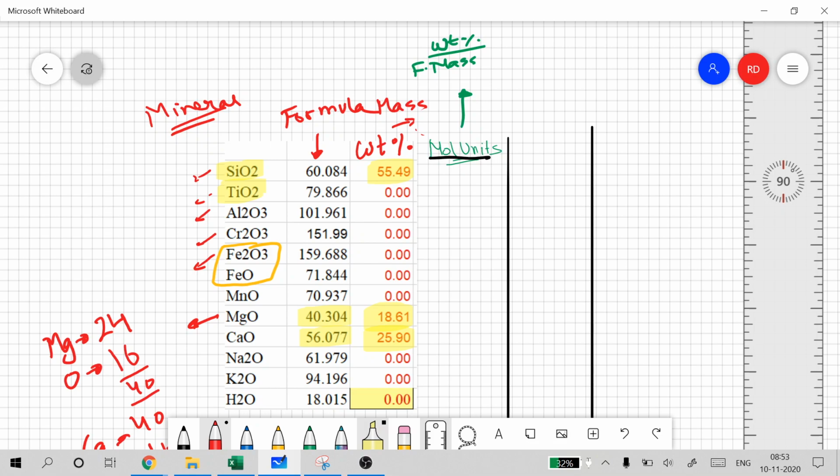Mole units of SiO2? No, why 1.08? It has to be 55.49 weight percent divided by formula mass. I think you have done the opposite. Yes, someone was saying 0.9235. Yes, that is the correct answer. What about MgO?